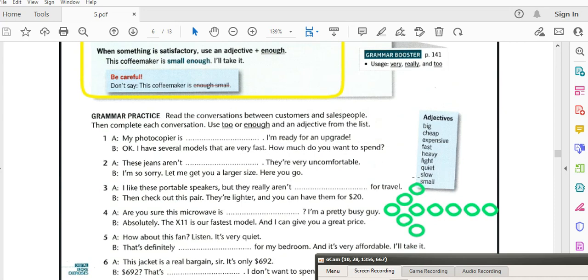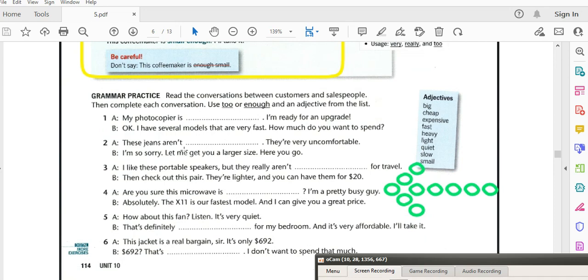These are some adjectives. We are going to complete this part. Read a conversation between customer and salesperson. Then complete each conversation. Use too or enough. My photocopier is too slow. I'm ready for an upgrade.